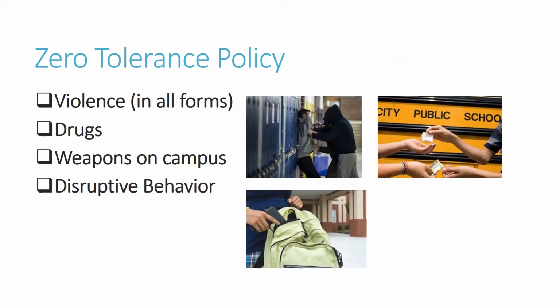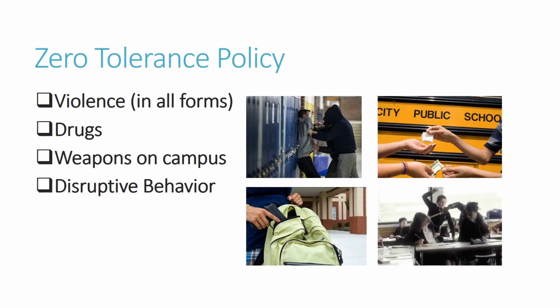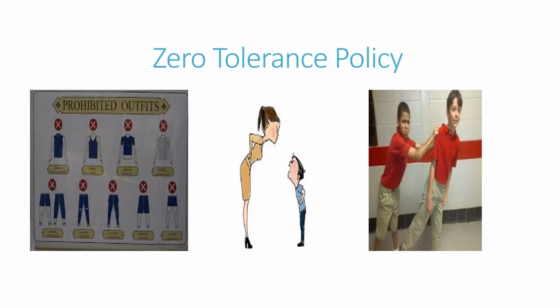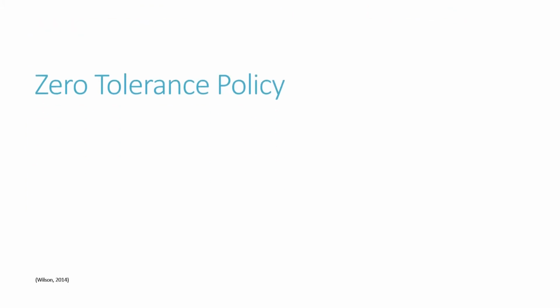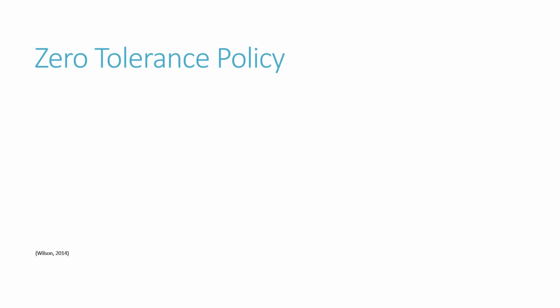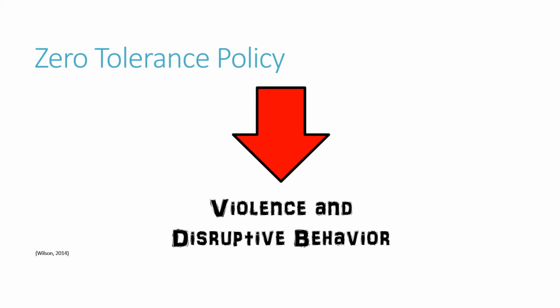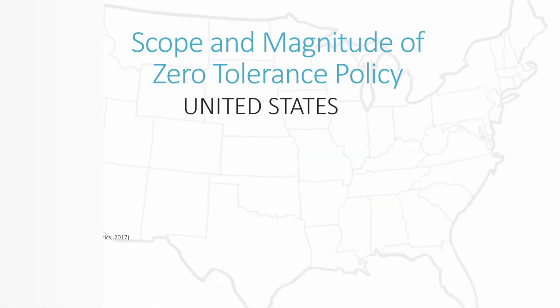violence, drugs, weapons on campus, and disruptive behavior. Zero tolerance also punishes for things like dress code violations, talking back, and horseplay. Proponents of the policy intend for the strategy to reduce school violence and behavioral disruptions. So, who is affected by zero tolerance policies?